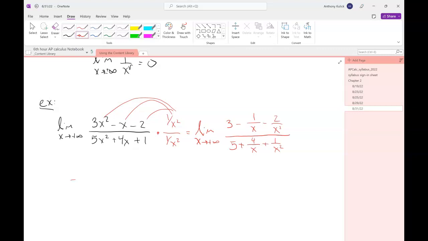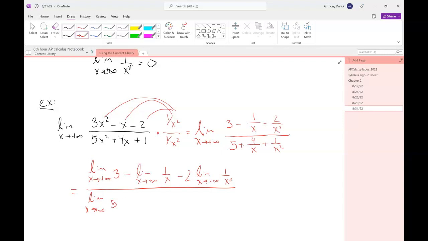Okay. I'm going to then use my limit laws to rewrite this as the limit as x approaches positive infinity of 3 minus the limit as x approaches positive infinity of 1 over x minus 2 times the limit as x approaches positive infinity of 1 over x squared, all over the limit as x approaches positive infinity of 5 plus 4 times the limit as x approaches positive infinity of 1 over x plus the limit as x approaches positive infinity of 1 over x squared.